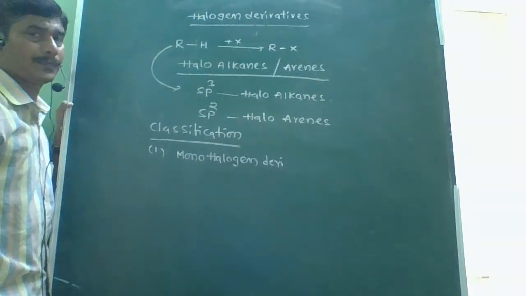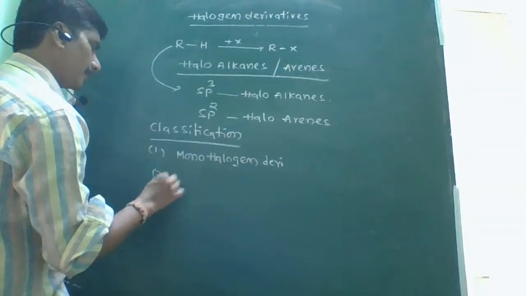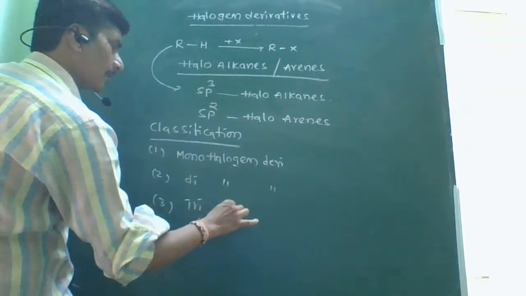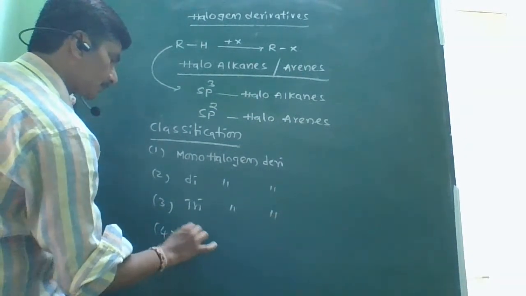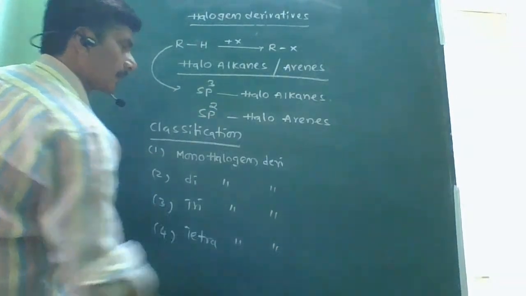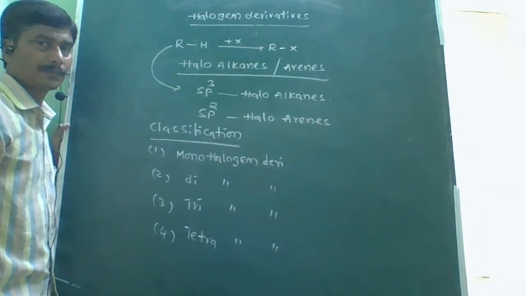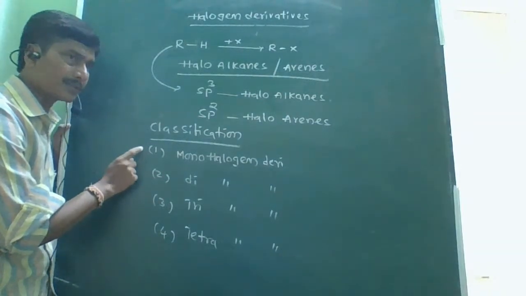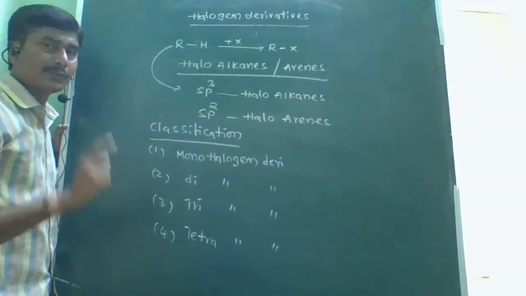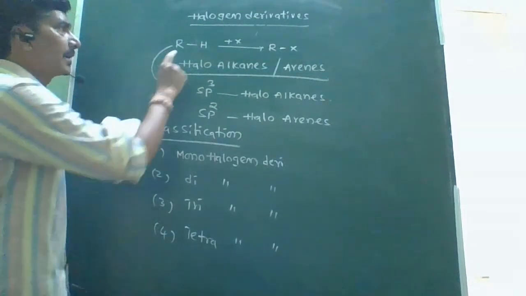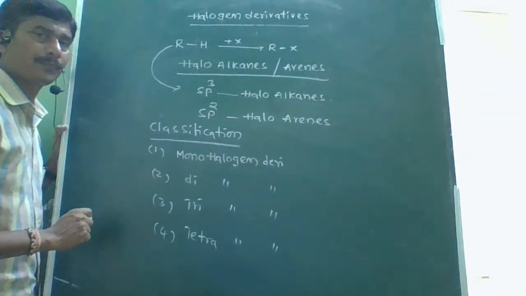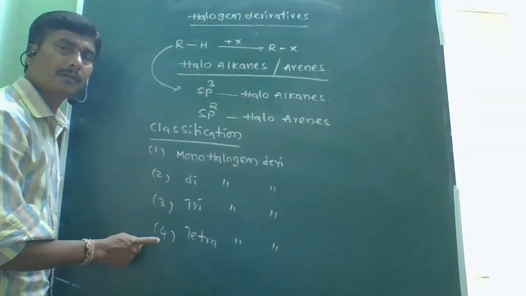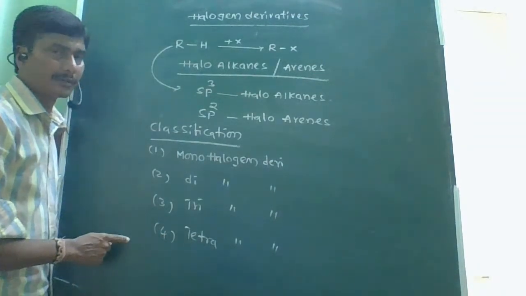monohalogen derivatives, dihalogen derivatives, trihalogen, tetrahalogen derivatives, depending on the number of hydrogen atoms replaced by the halogen atoms. If only one hydrogen is replaced from the hydrocarbon, we get monohalogen derivatives. If it is 2, dihalogen, 3, tri, 4, tetrahalogen.